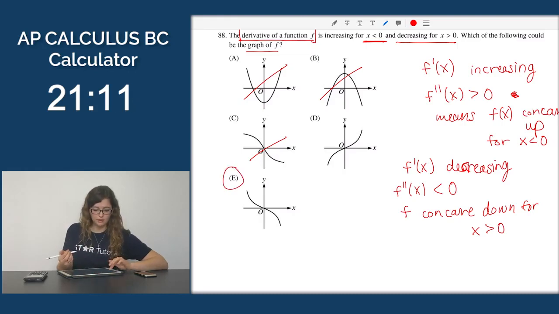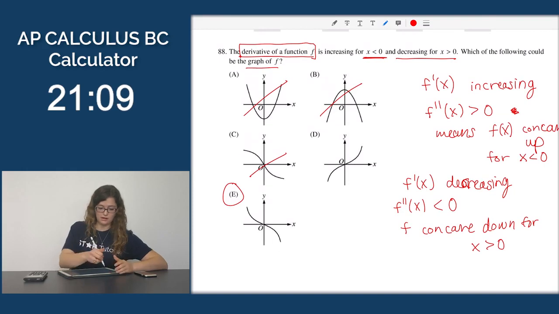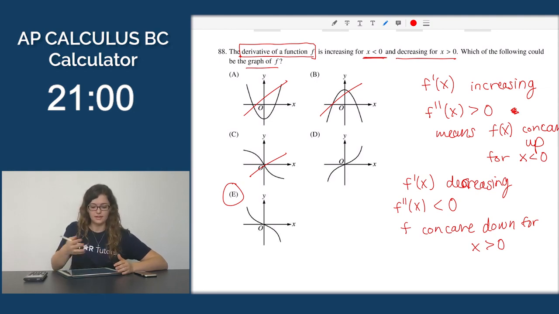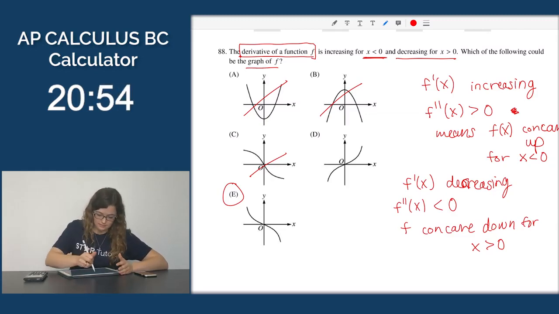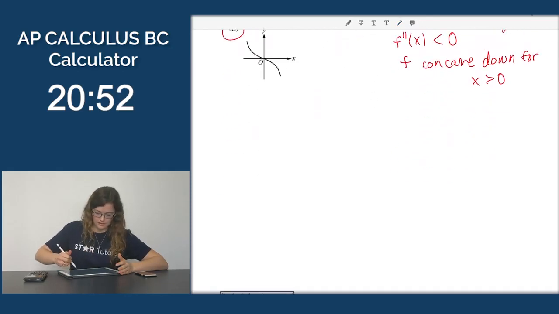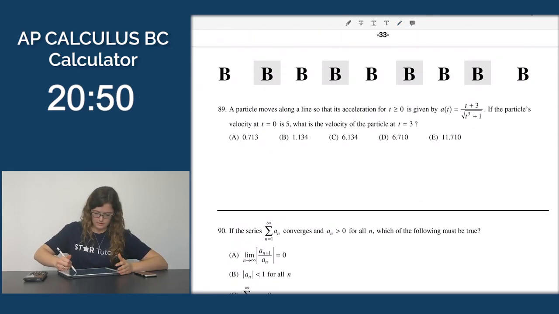All right, so that was really tricky though. I almost fell into the trap of doing that wrong. I had to focus on it saying the derivative of the function f is increasing and decreasing. If I had done this problem just thinking that it meant f is increasing and f is decreasing, I would have gotten a different answer. All right, let's keep going.